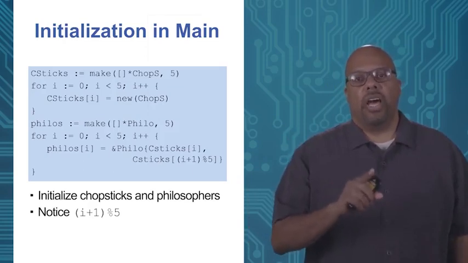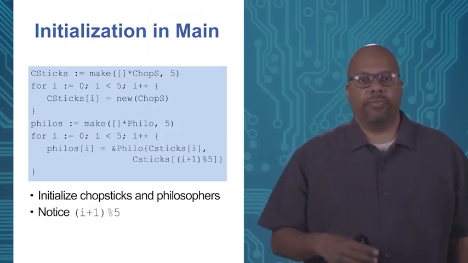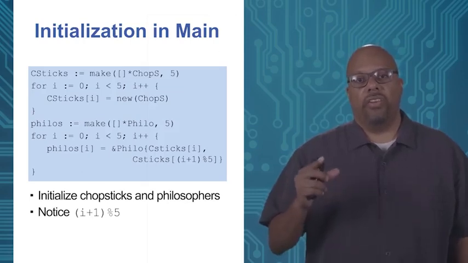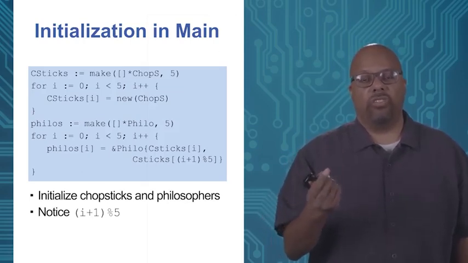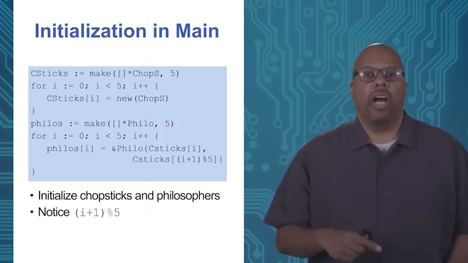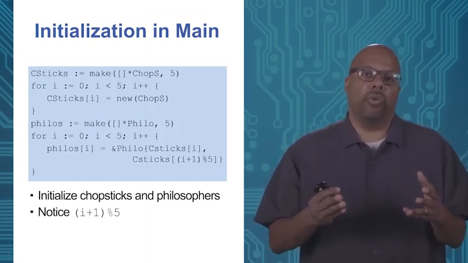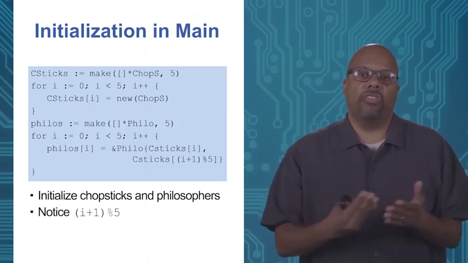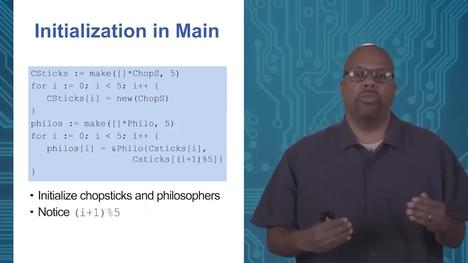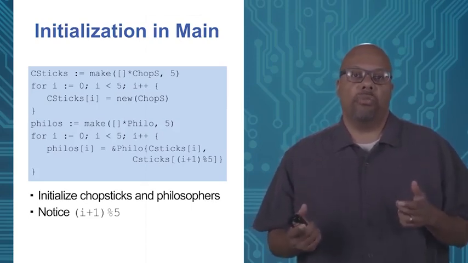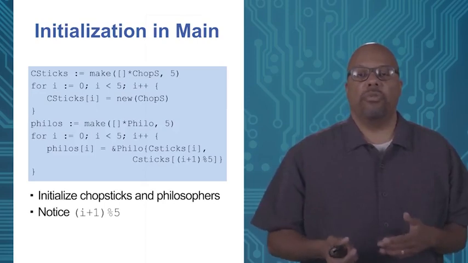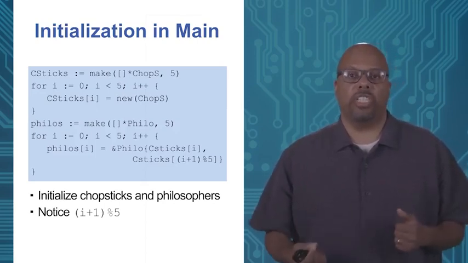Now notice, philos[i] equals ampersand, because these are pointers. And then the constructor: when I call philo, I'm passing it 2 things. Now remember the order of the structure fields. Philosopher is a structure, right? It's got left chopstick, right chopstick. That's the order. So in the curly brackets after philo, you can see 2 things. The first thing is going to be the left chopstick. The second is going to be the right chopstick.